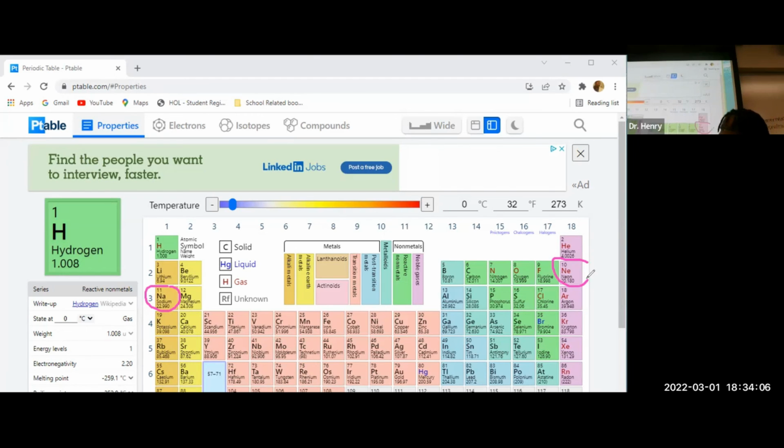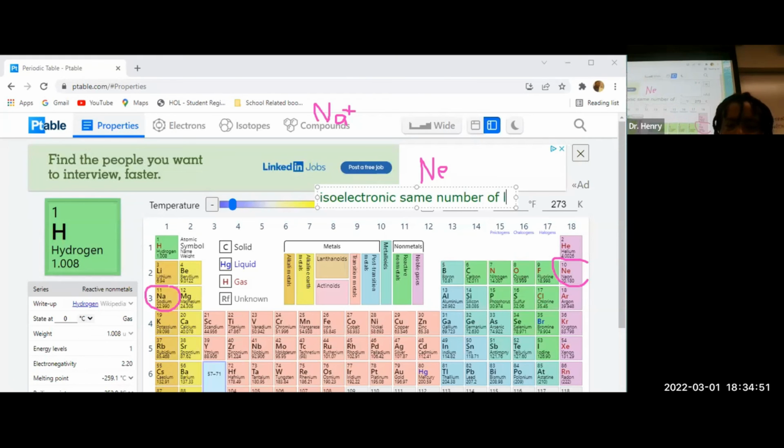So we would say that sodium ion, Na plus, and neon are isoelectronic. Iso meaning same, electronic, number of electrons. Isoelectronic. I'll type that out because my handwriting is a third grader's. But then you have to deal with my spelling. See, so it's catch-22. Okay, so isoelectronic basically means the same number of electrons.